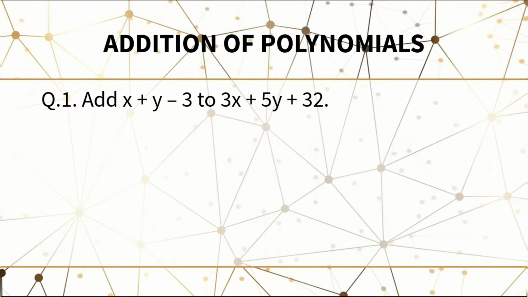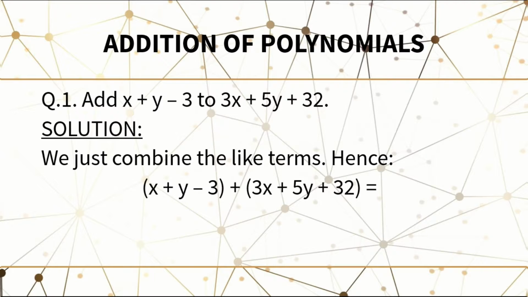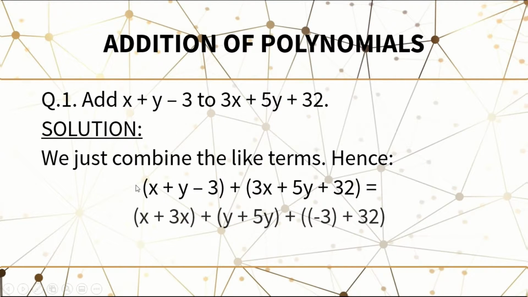Okay, so huwag nyo muna i-post, sundan nyo muna ako. So again, we have to combine the like terms. Hence, ang sagot natin dito is ganito. Para mas madali sa inyo, we can group the like terms like this. So, we have x plus 3x, nakagroup sila. Tapos si y plus 5y, nakagroup sila. Tapos yung constants ay nakagroup.